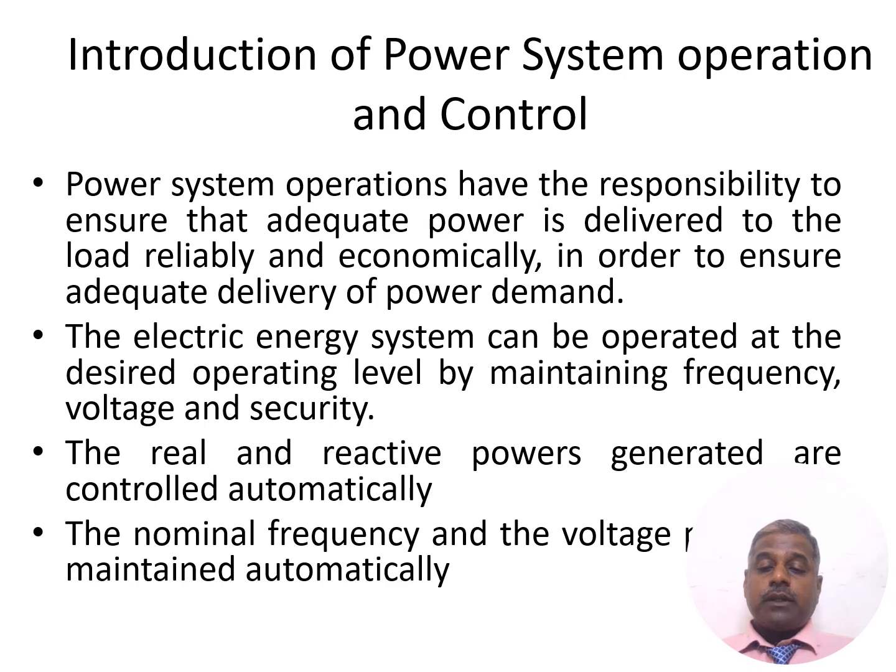So the main objective of power system operation and control is to provide quality power as well as sufficient power to the customer with reliability. We should continuously provide quality and sufficient power to the customer. At the same time, we have to provide the power at minimum cost. That is the main objective of power system operation and control.